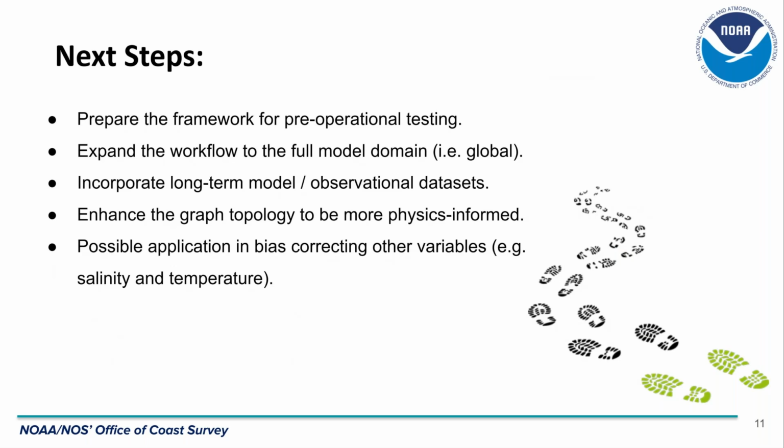So right now, as I said, we focus on the Northeast, but we wanted to expand it, and we wanted to use more data, both observational and model output data. And we are thinking to enhance the graph topology and make our workflow more physically informed. And now we focus on the water level, but we think that we can expand this to bias correct other variables like salinity and temperature.